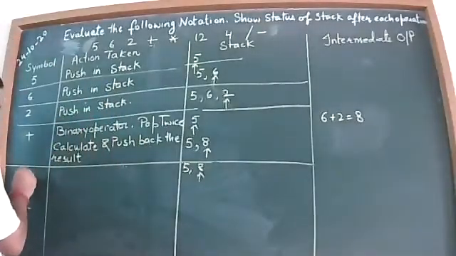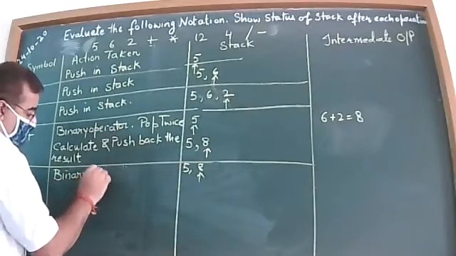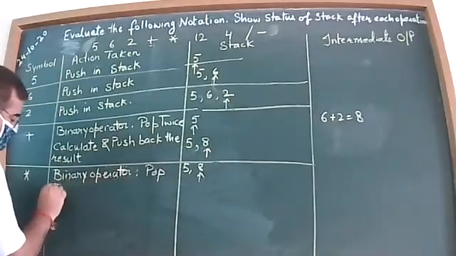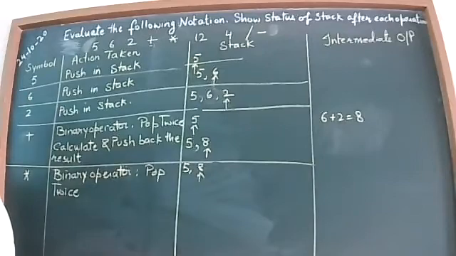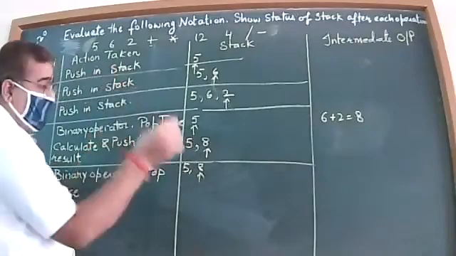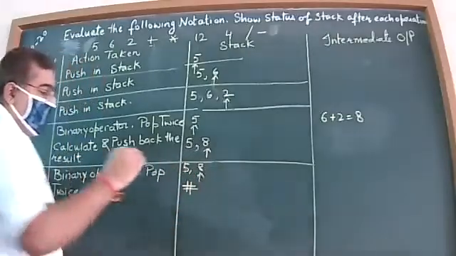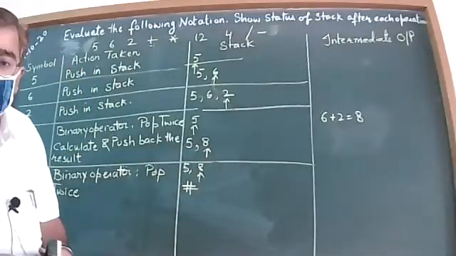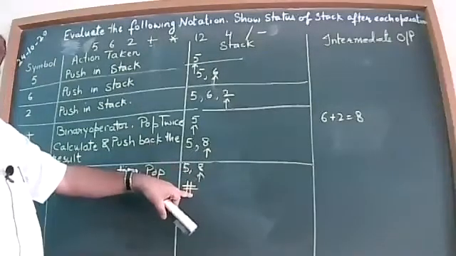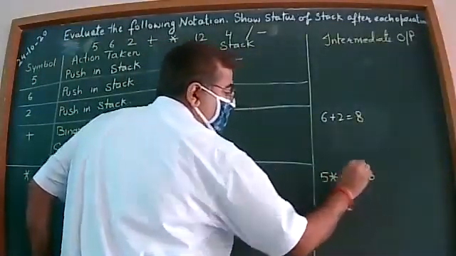The sign is of multiply. Binary operator. Again pop twice. Now when you are to pop, you have two numbers. Those two numbers will get popped, and for temporary time, the stack becomes empty. Take these two numbers over here. The answer is 40.